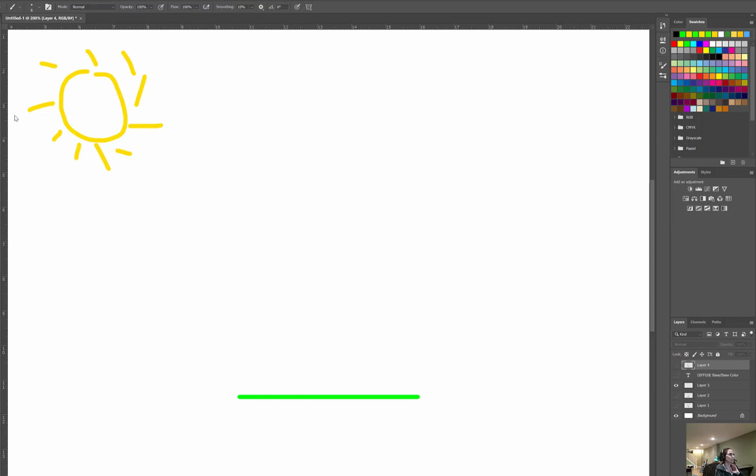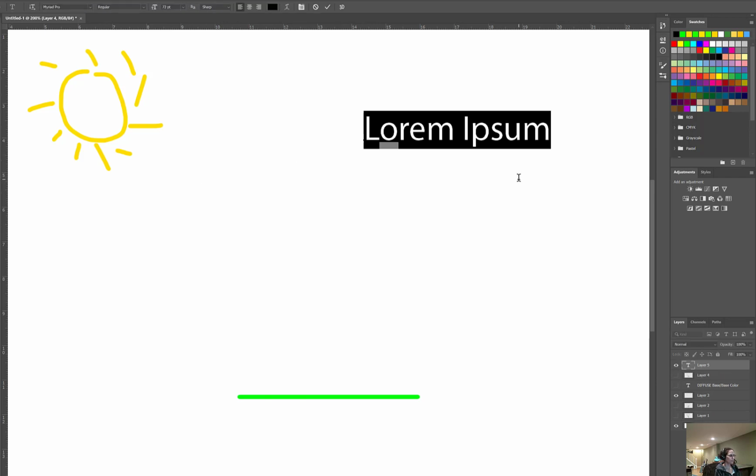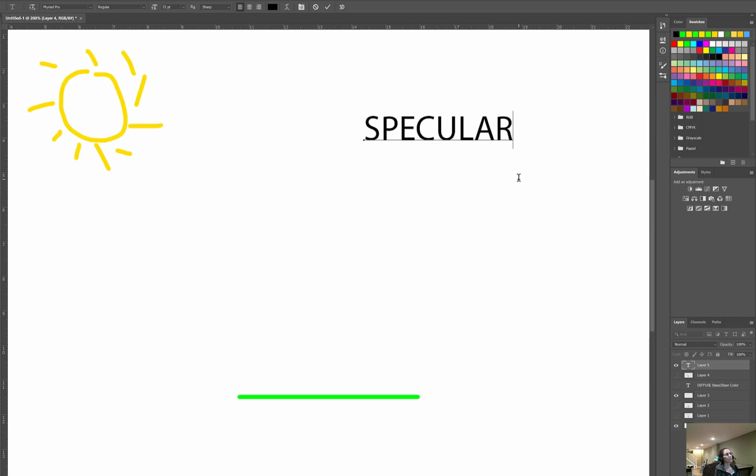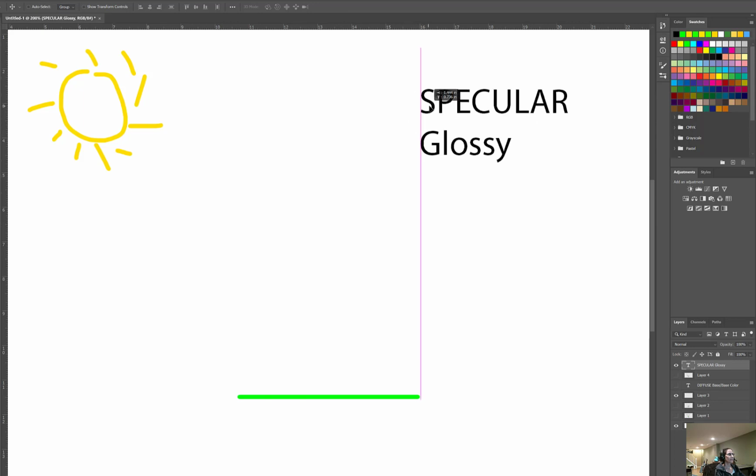The next type of reflection that I have is specular reflection. So I will start by writing that up here. You will also sometimes see the word glossy associated with specular. And specular is a little more particular than diffuse.